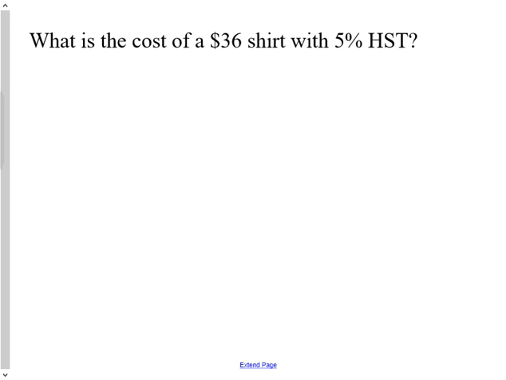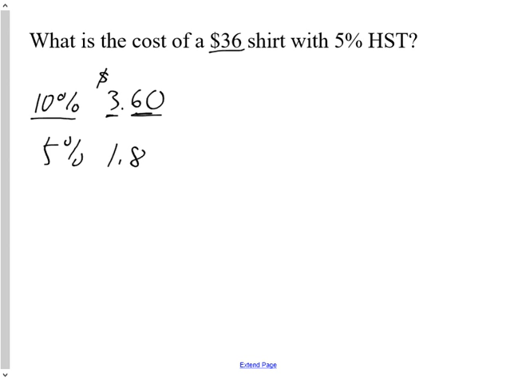Our third question says, what's the cost of a $36 shirt with 5% HST? Same thing. So 10% of $36 is how much money? $3.6, which is also known as $3.60. So 5% in relation to 10% is half. So half of $3 is $1.50. Half of 60 cents is 30 cents. $1.50 and 30 is $1.80, and therefore 5% is $1.80. So the cost of the shirt plus the $1.80 HST means the final price of that shirt is $37.80.